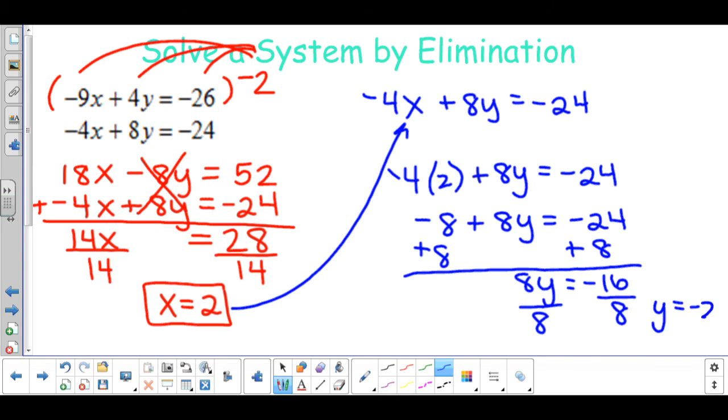Like all of the other problems that we have done that involve a system, I'm going to write my solution as a coordinate point, x, y. So it's going to be 2, -2.